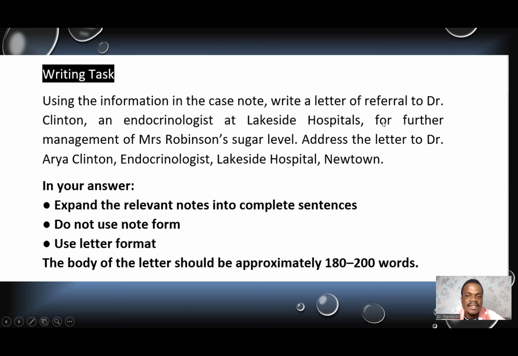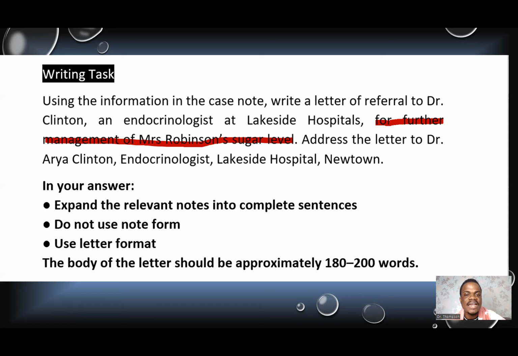Now, if you read here, this information says for further management of Mrs. Robinson's sugar level. So this means why you are writing this letter is for further management of Mrs. Robinson's sugar level. That's the reason why you are writing this letter. And this is how you are going to state it in your letter writing.